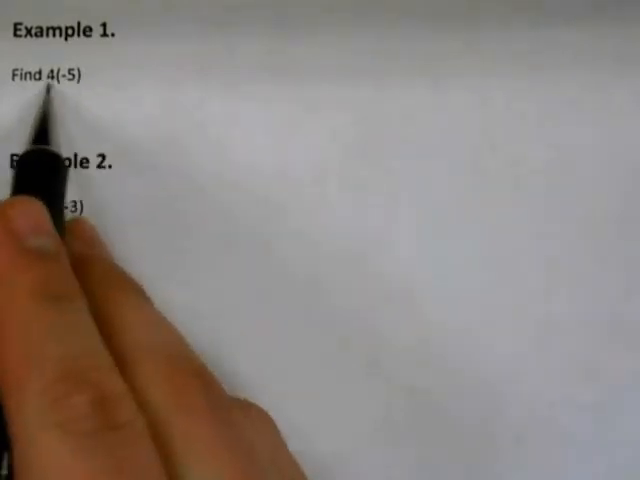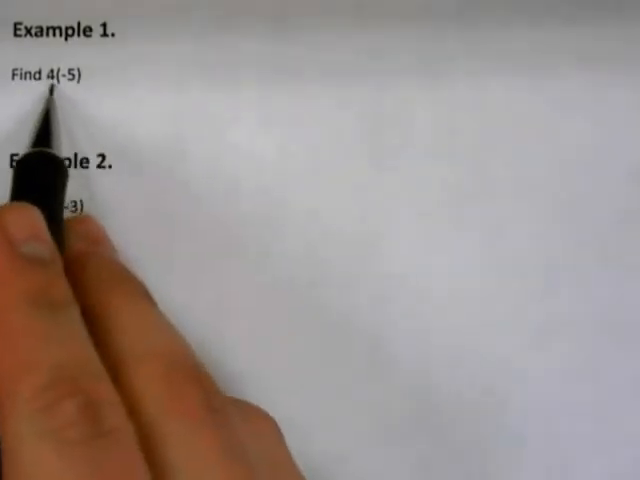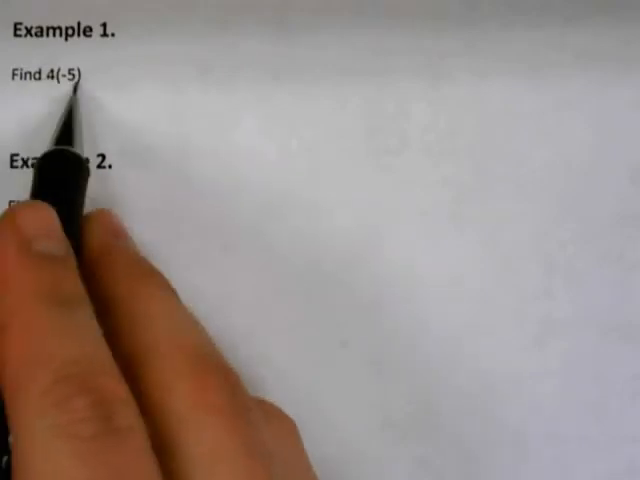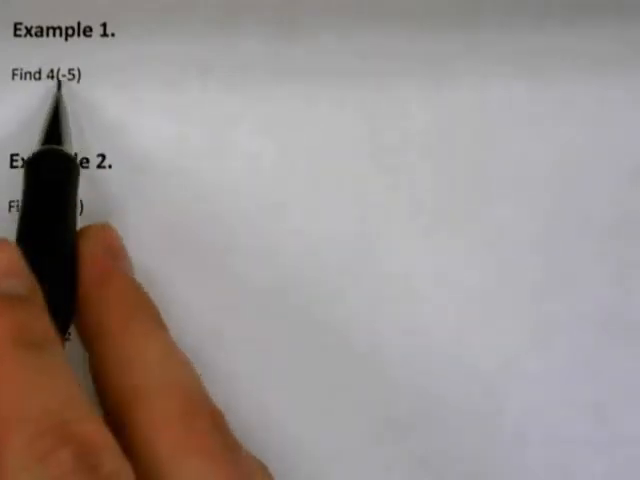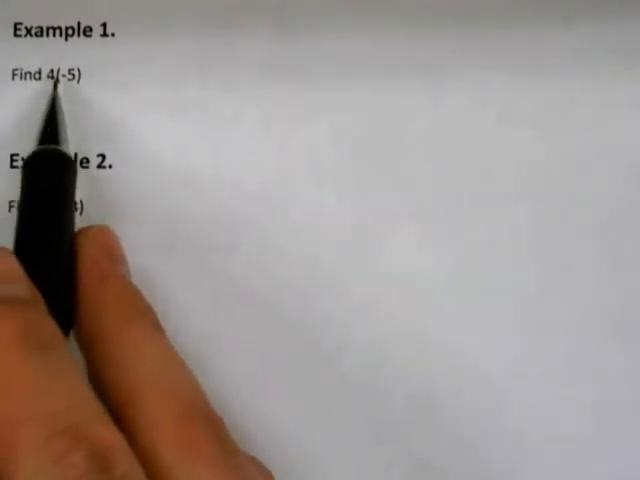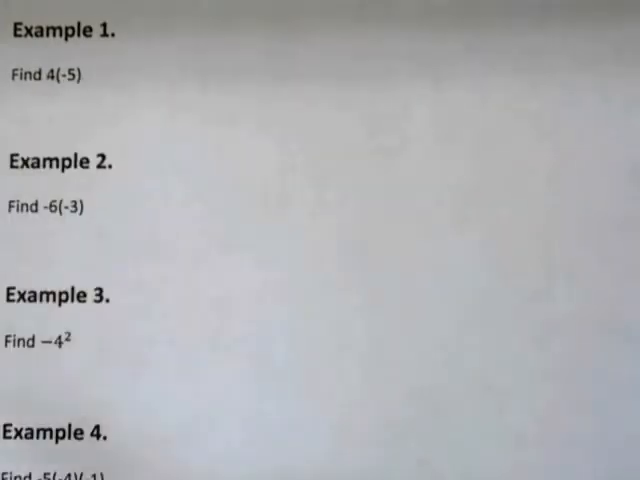Example 1 says find 4 times negative 5. When we have the parentheses, this is what you're going to start seeing a lot of: if there's no operation, meaning there's not a plus, not a minus, not a divide sign, what this means is that they're multiplying together.